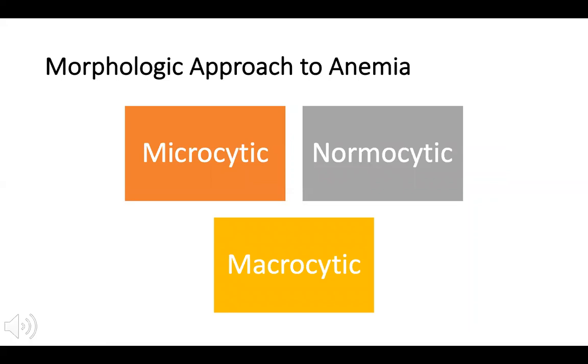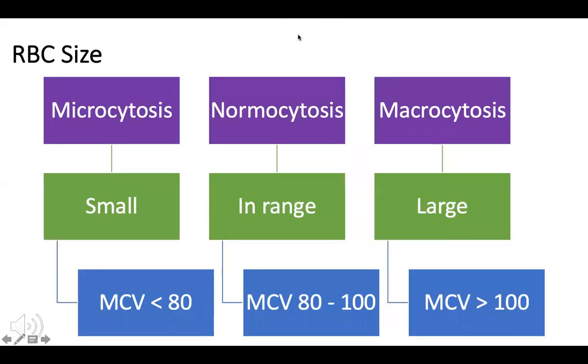The more common classification of anemia is the morphologic approach. This is the micro, normo, and macrocytic anemia classifications. Micro, normo, and macrocytosis are all based on the MCV. The normal range for MCV is 80 to 100. If RBCs are within that range, that's classified as normocytosis. If they're smaller than that, less than 80, that's microcytosis. Larger than that, larger than 100, that is macrocytosis.